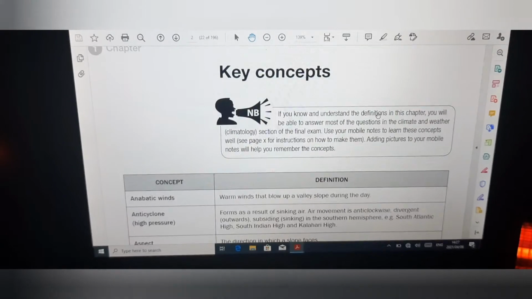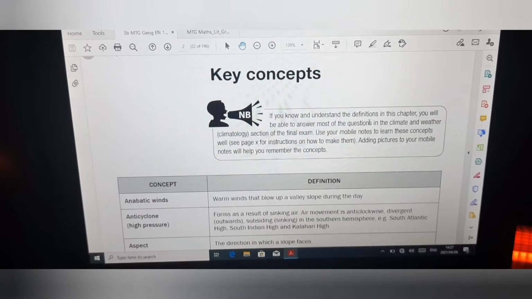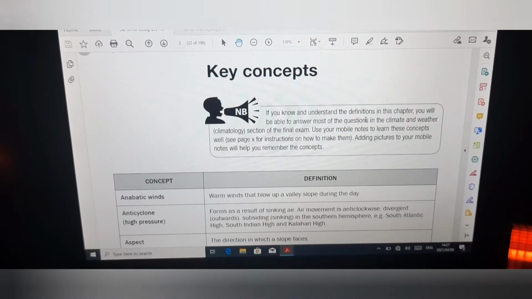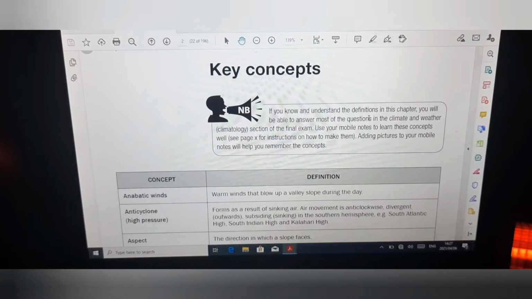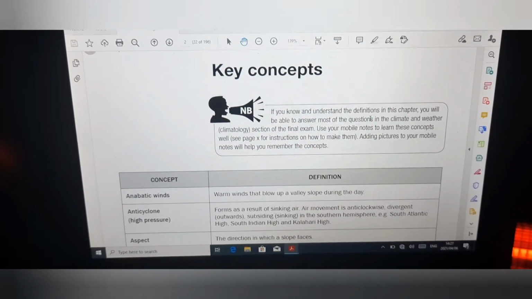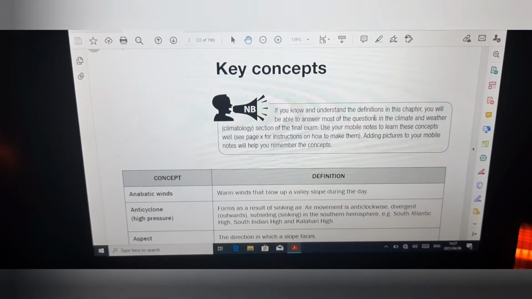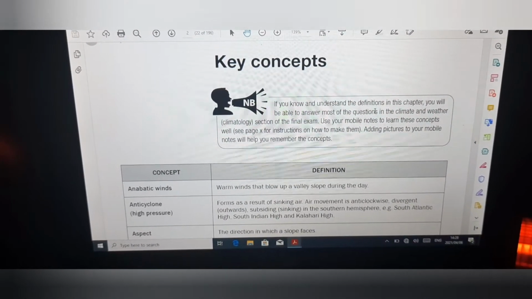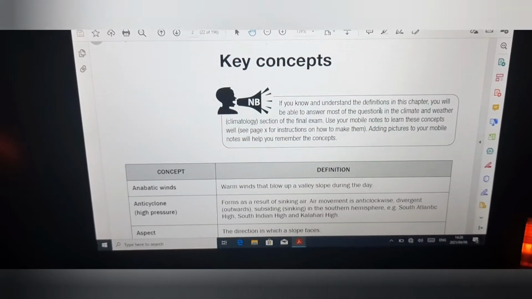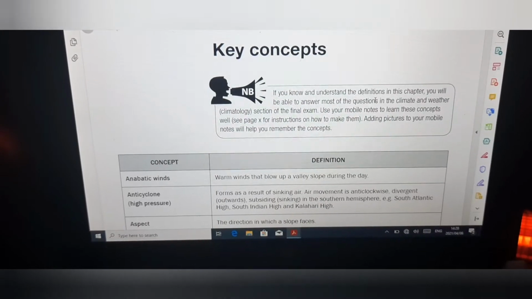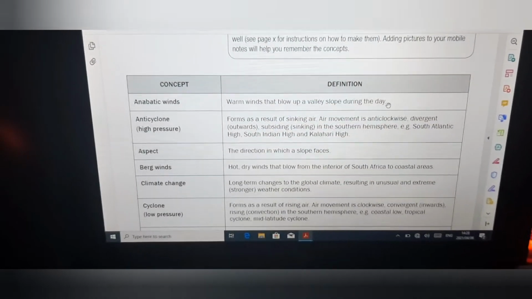So let's move on. We have key concepts for this unit. If you know and understand the definitions in this chapter, you will be able to answer most of the questions in the climate and weather section, which is called climatology, of the final exam. Use your mobile notes to learn these concepts well. See the page for instructions on how to make them. Adding pictures to your mobile notes will help you remember the concepts. So let's go for the definitions first.